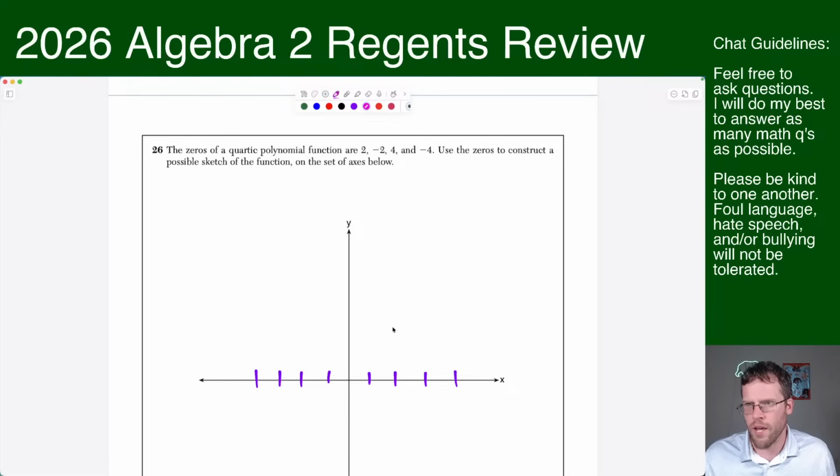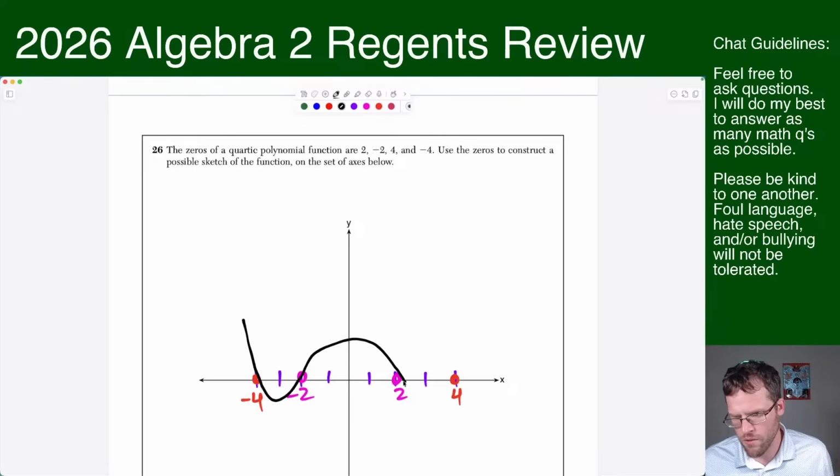So we have a root at plus or minus 2. So we'll say this is 2, and this is minus 2. And then we have roots at plus or minus 4, so 4 and minus 4. And then for this, we just have to sketch this. So I could just draw this nice and connected and smooth.